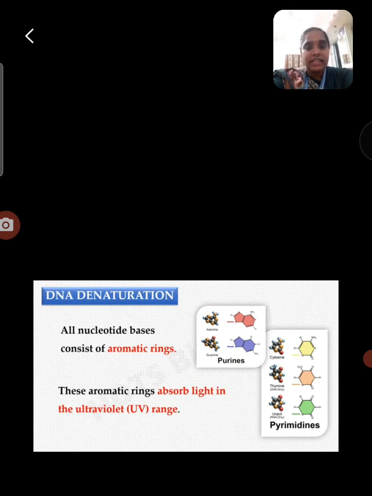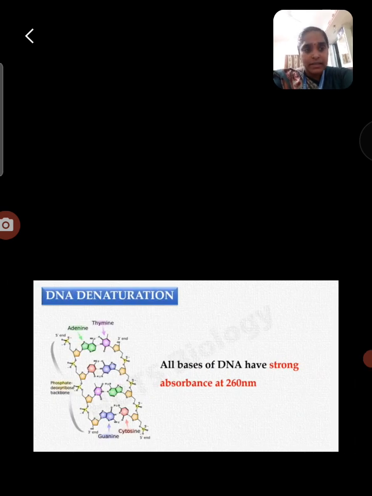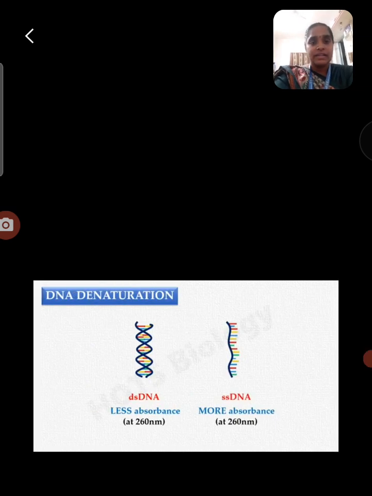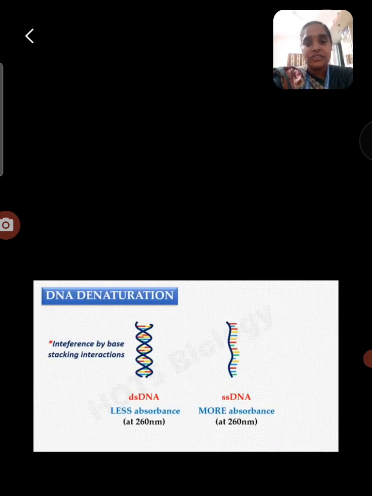All the bases of DNA, like adenine, guanine, cytosine and thymine, have strong absorbance at 260 nanometers. Double stranded DNA absorbs less light at 260 nanometers compared to single stranded DNA. This is because base stacking interactions in the DNA double helix interfere with the absorbance. So as DNA denatures or melts, its absorbance increases.